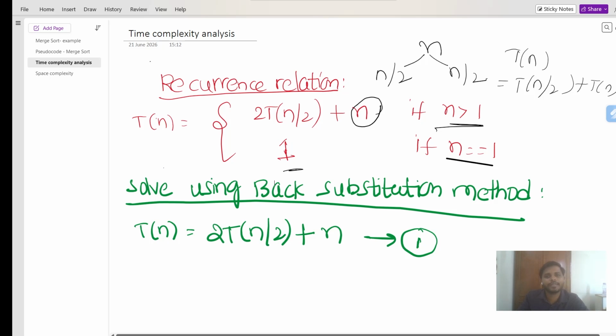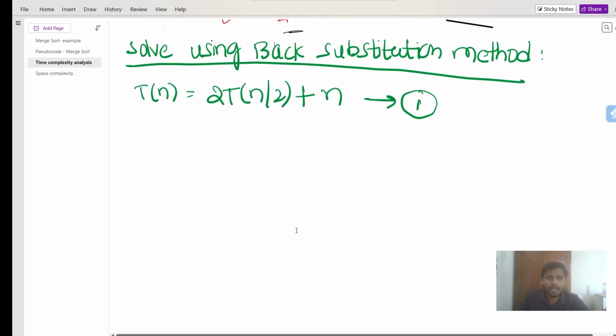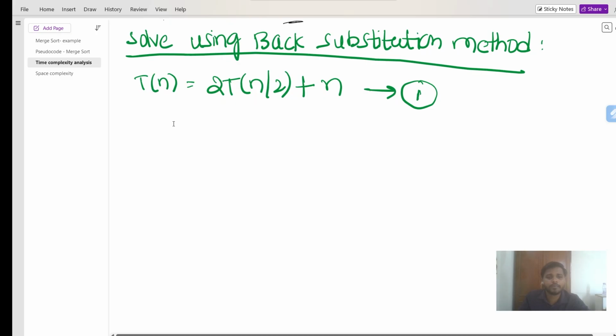Now whenever we have a recurrence relation, how do we calculate the time complexity? By using two methods. One is the old method, which is the back substitution method, and another one is using Master's theorem. I'm not using Master's theorem here, because I would have to again explain the basics of Master's theorem formulas and all. So let's go with the old method, which is the back substitution method.